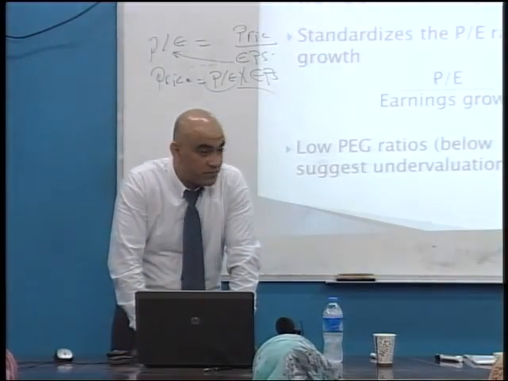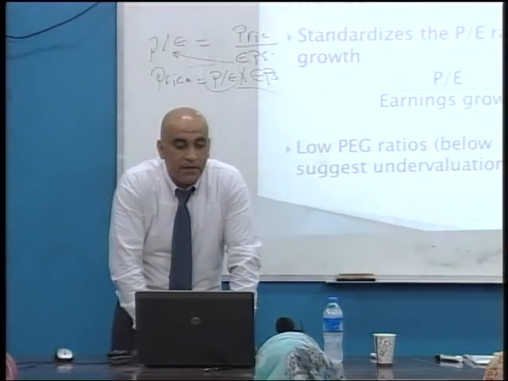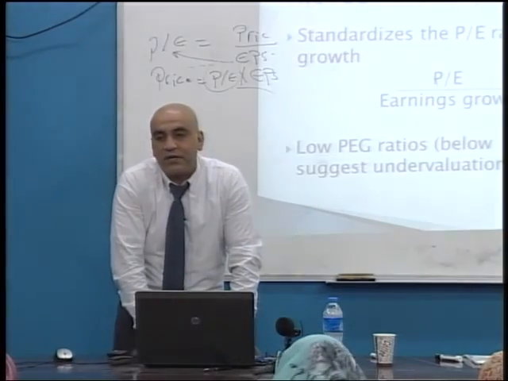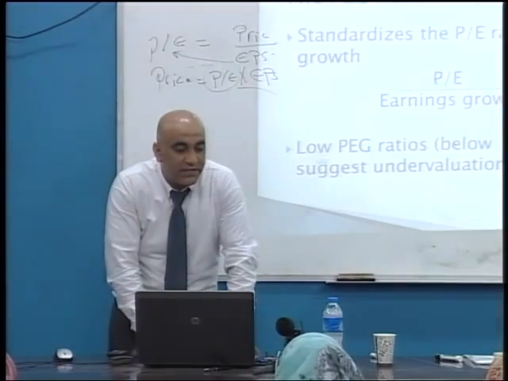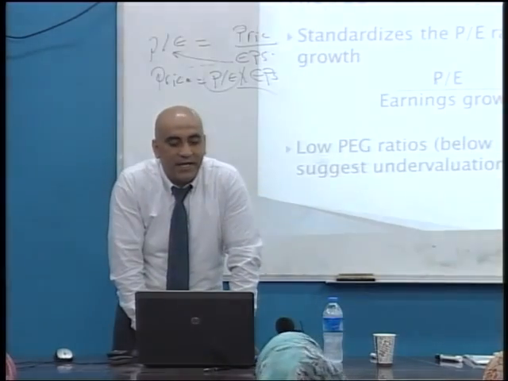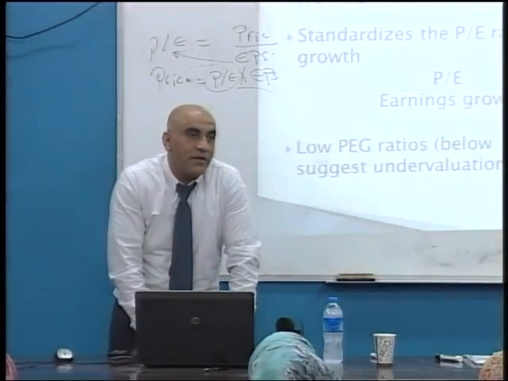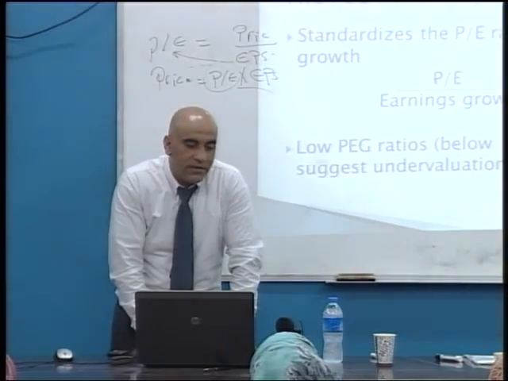Standardizing the PE ratio is one of the solutions. The PE is divided by the earnings growth, G, giving the PEG ratio. A low PEG ratio below 1 suggests undervaluation, and if it is higher than 1, it suggests overvaluation.